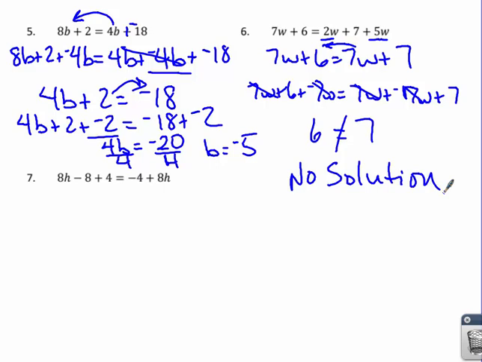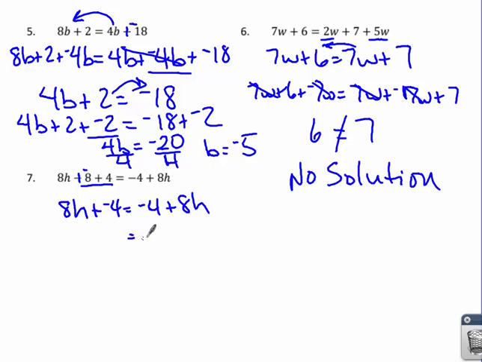Okay, on number 7, again, we have some pre-work that needs to happen. I see that I've got a plus and negative there, and I can add the negative 8 and the 4 together. So I end up with 8h plus negative 4 is equal to negative 4 plus 8h. And again, you should begin to notice something going on. My 8h and 8h on both sides. So something strange is going to happen.